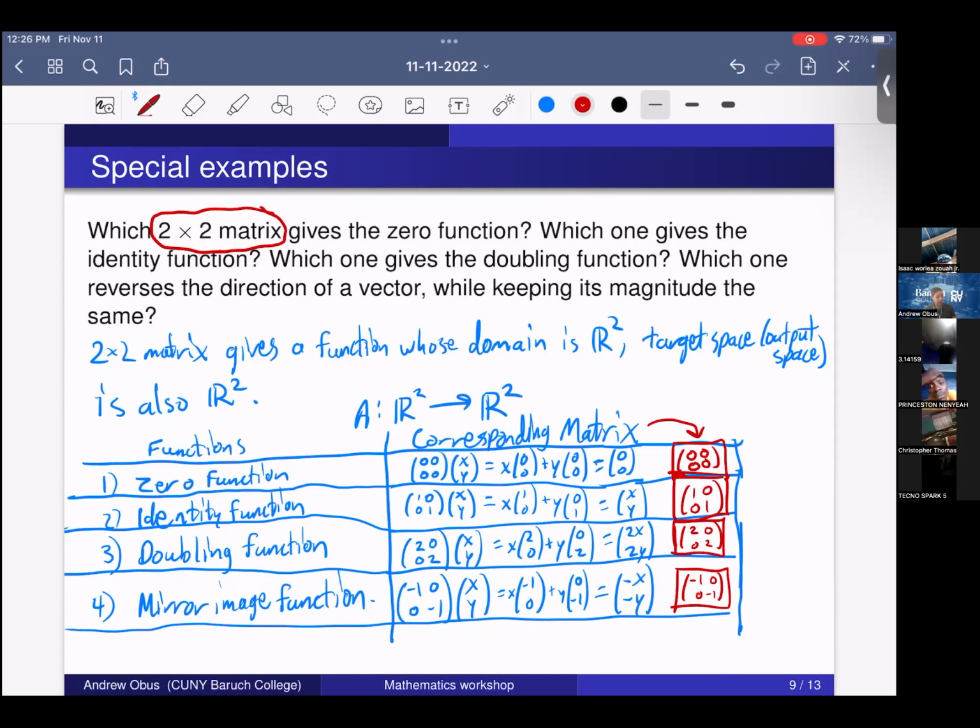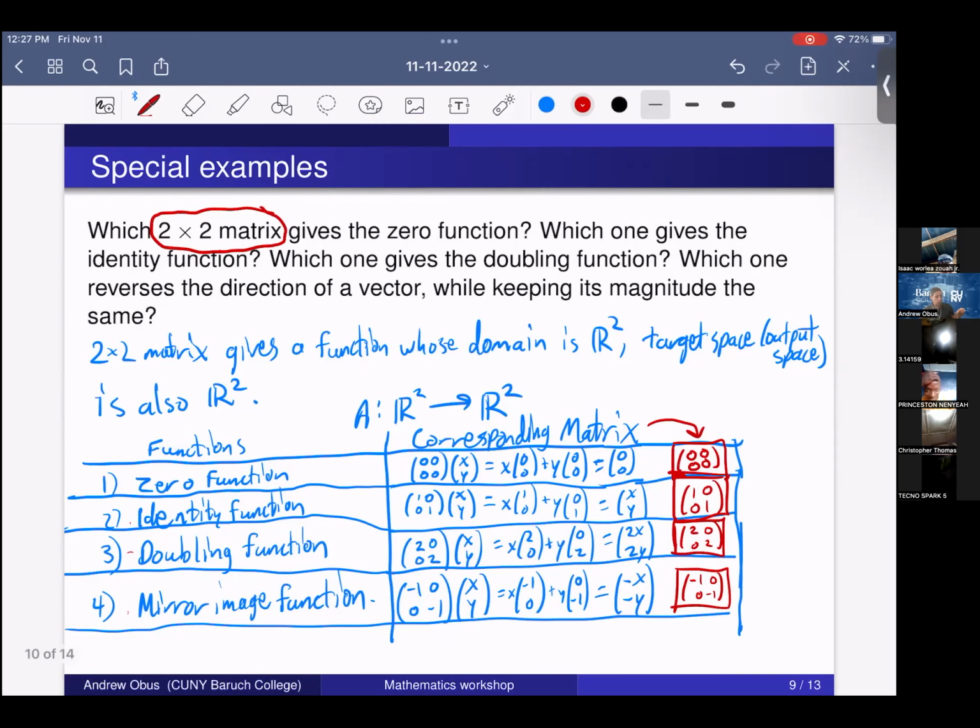But for now, we have these simple examples of matrices that take a vector and output a different vector where the map can be described easily. There's the 0 function, the identity function, the doubling function, or the mirror image function. Okay. Any questions on this? It's okay, it's clear.